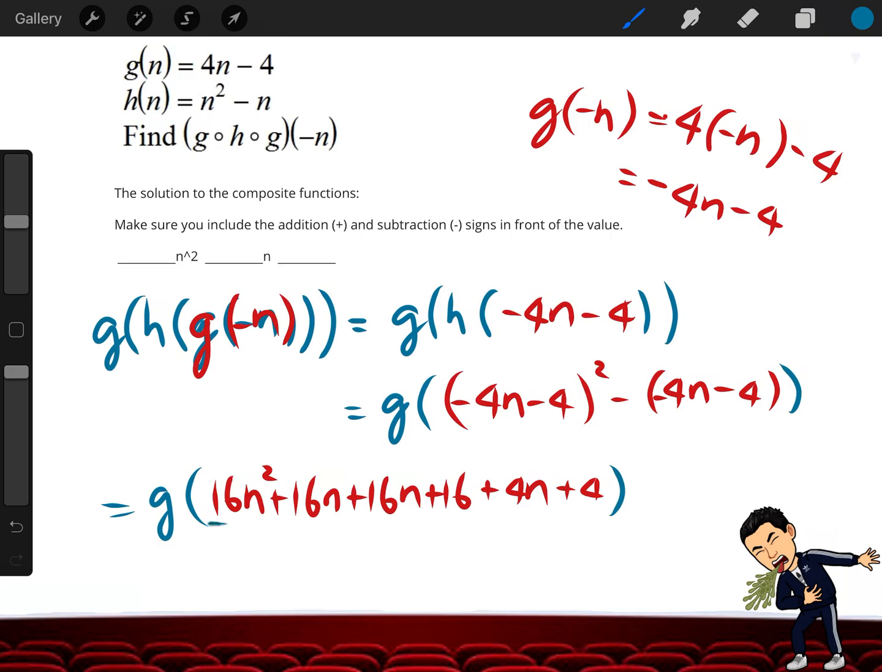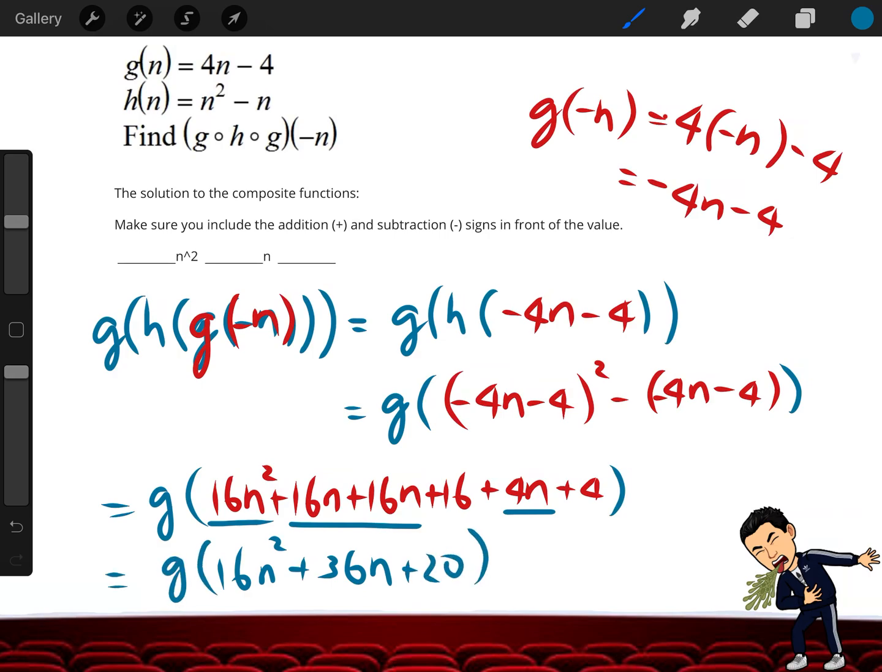Okay, so if you combine like terms, 16n squared doesn't have a like term to combine, but these are like terms, so you can just add them up. It should give you plus 36n, and then plus 20. Okay, this is for the function g. Now you're going to have to plug this into the function g of n.